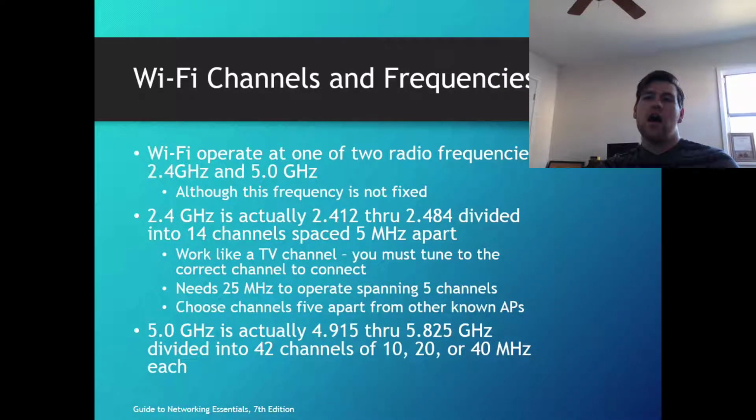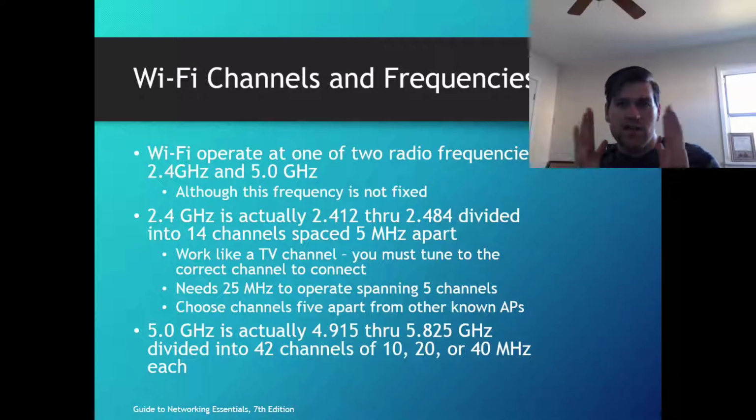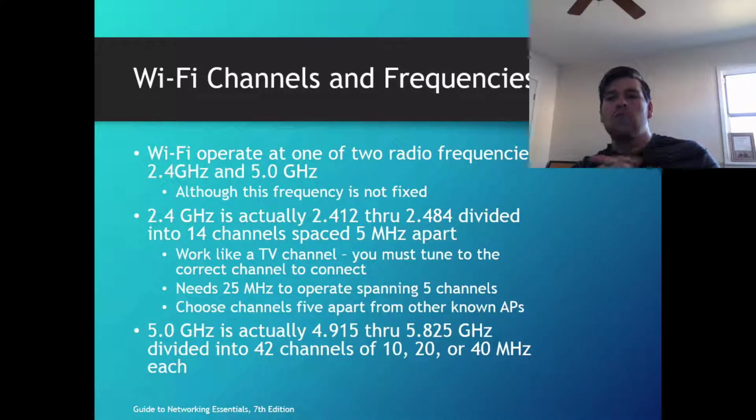So Wi-Fi operates at two radio frequencies. They are 2.4 gigahertz and 5 gigahertz. The frequency is not fixed. There's variation in the frequency depending on a number of different factors. But the first variation is known as channels. And the channels for 2.4 gigahertz are 2.412 through 2.484. And that would be 14 channels 5 megahertz apart.